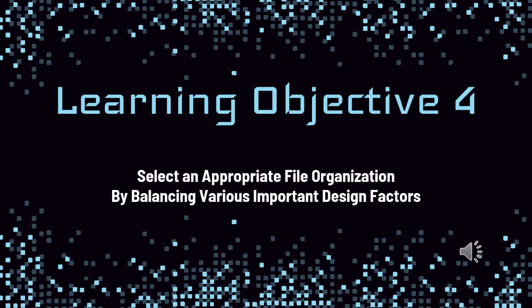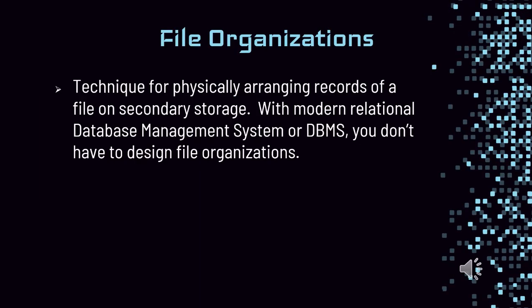I am Fadil Atleidayati. I will present Learning Objective 4: select an appropriate file organization by balancing various important design factors. Before I explain file organization, first we have to know what a file is. A file is a named collection of related information that is recorded on secondary storage, such as magnetic disk, magnetic tape, and optical disk. File organization is a technique for physically arranging the records of a file on a secondary storage device.